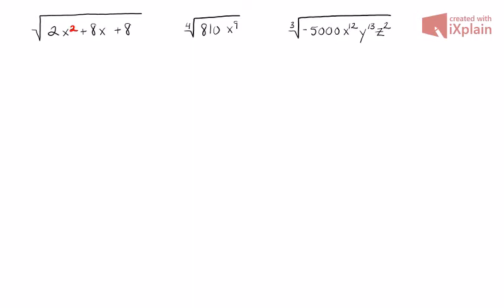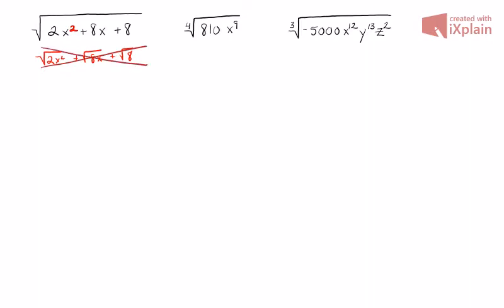Recall, and I'm going to do this in red to let you know what we cannot do: we cannot break this into the square root of 2x squared plus the square root of 8x plus the square root of 8. That's not possible. We cannot break the square root over each term. So this is not an option.